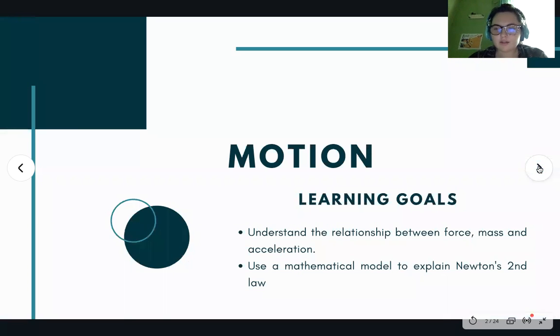So today I want us to understand the relationship between force, mass, and acceleration. There's a key relationship there. And I want us to be able to use a mathematical model to explain Newton's second law.